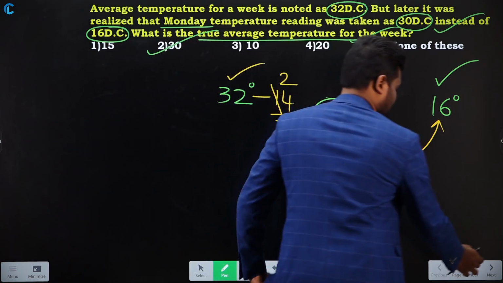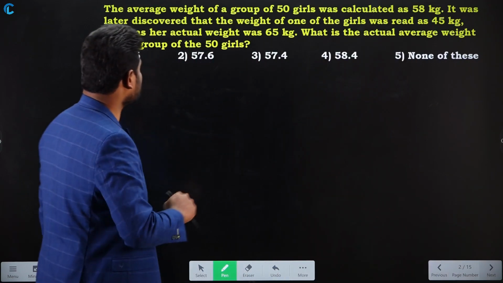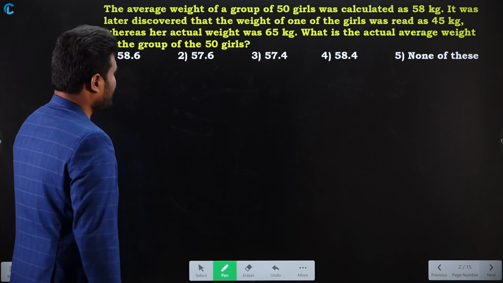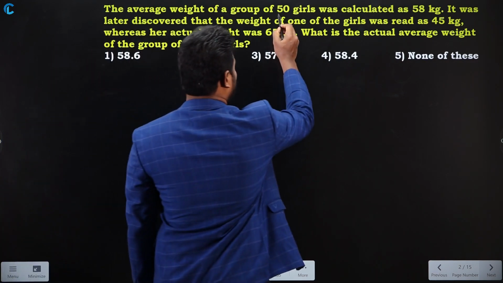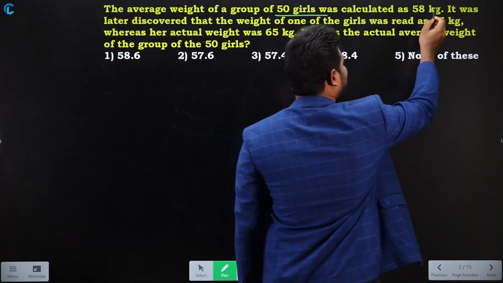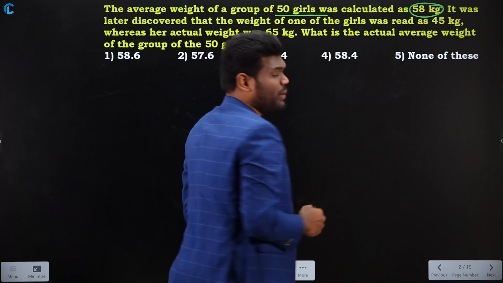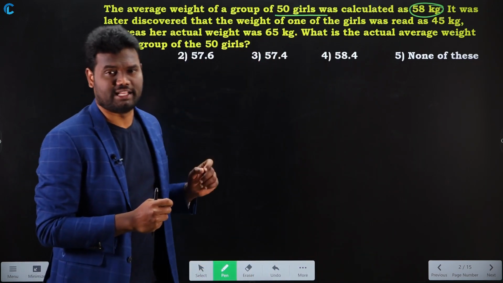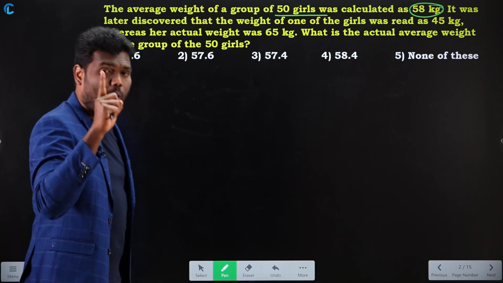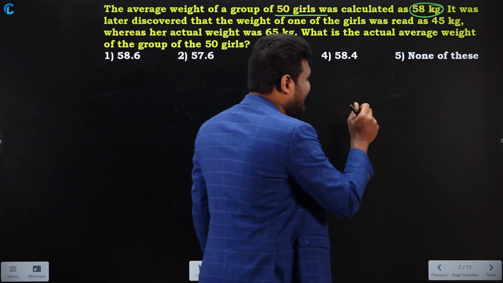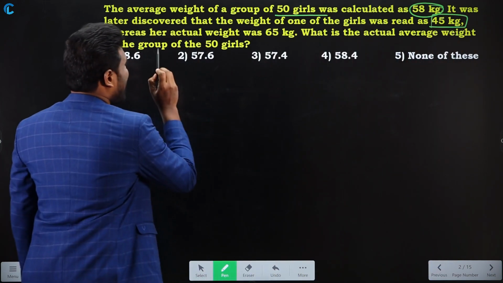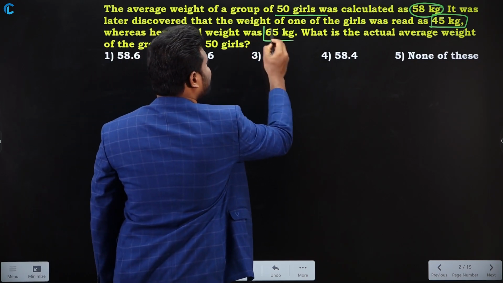Okay, let us look at the next one. Very simple questions, just observe here carefully. This question says the average weight of a group of 50 girls was calculated as 58 kg. So the average weight of 50 girls is 58 kg. It was later discovered that the weight of one of the girls was read as 45 kg, whereas her actual weight was 65 kg.